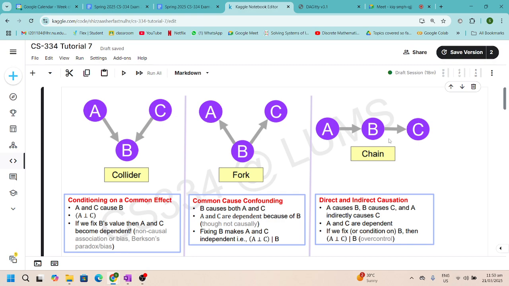That is why we don't condition in a chain, because उधर आपका relationship causal है, so you don't want to block that relationship. But you do condition on a confounder because that confounder is showing you a spurious correlation between the two variables. आप A का C पे true impact नहीं देख सकते unless you condition on the confounder. Are there any questions at this point?